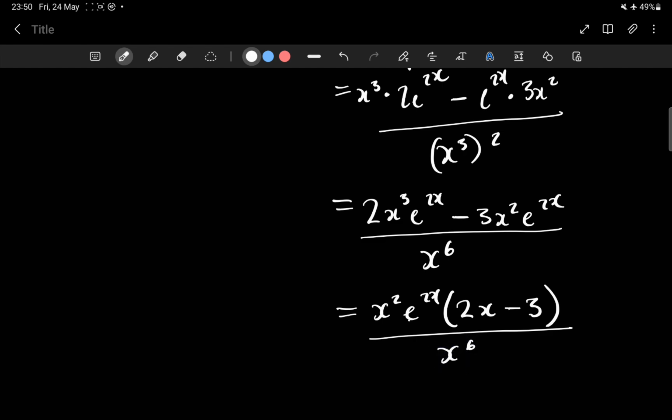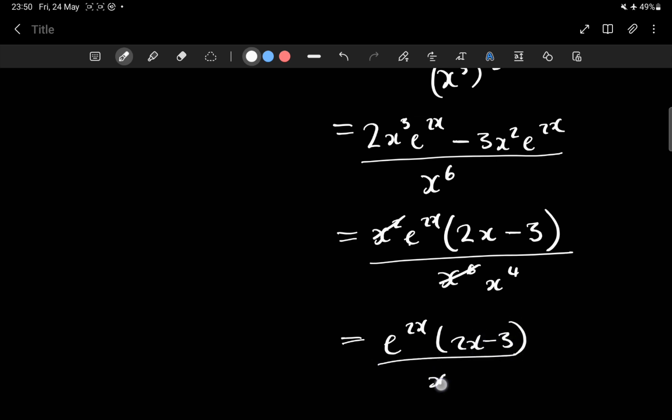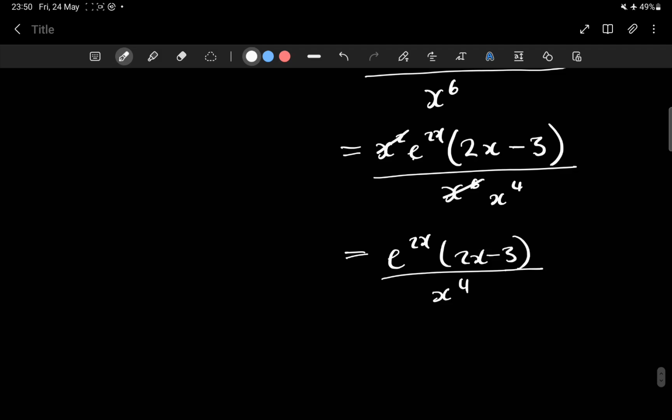And here we get 1 over x to the power of 6, which we can have x squared go into x to the power of 6. We remain with x to the power of 4. So it's just going to be e to the 2x multiplying 2x minus 3, all over x to the power of 4. This becomes your final solution and you'll be done, okay? Now let's go ahead to part B.